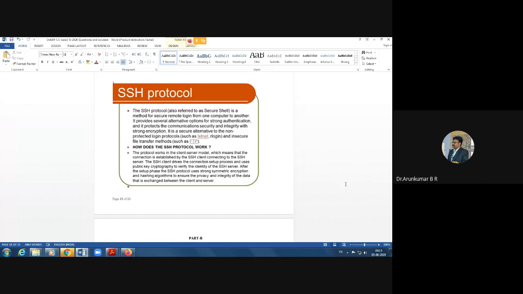I repeat, the SSH protocol works on the client-server model. The connection is established by the SSH client connecting to the SSH server. The SSH client drives the connection setup process and uses public key cryptography to verify the identity of the SSH server. After the setup phase, the SSH protocol uses strong symmetric encryption and hashing algorithms to ensure the privacy and the integrity of the data that is exchanged between the client and server.